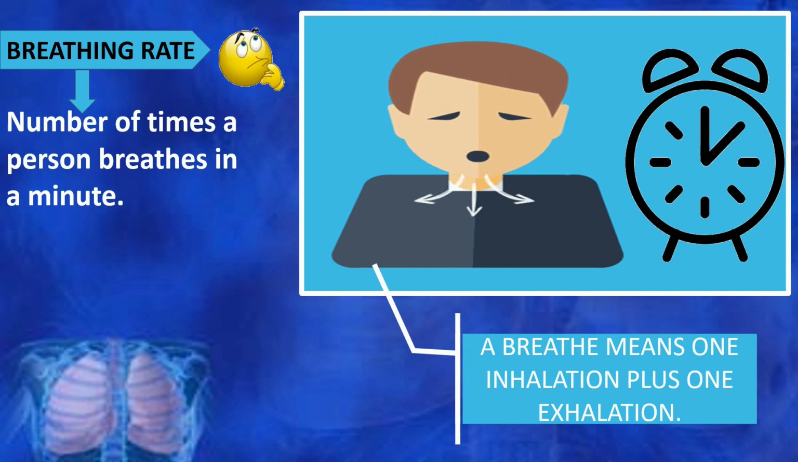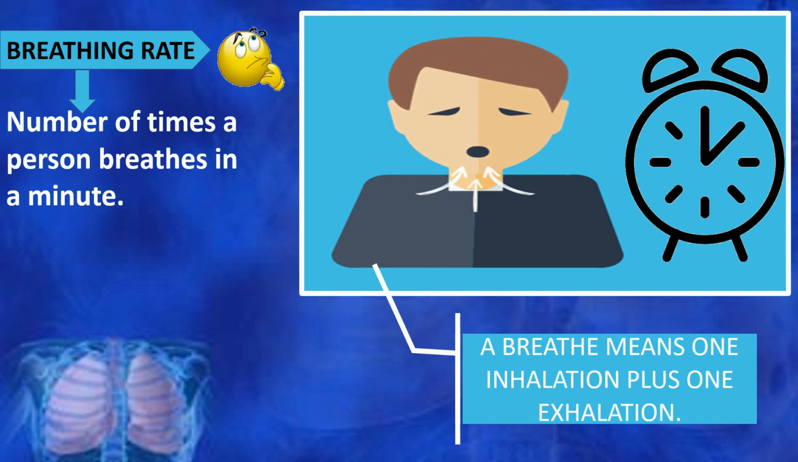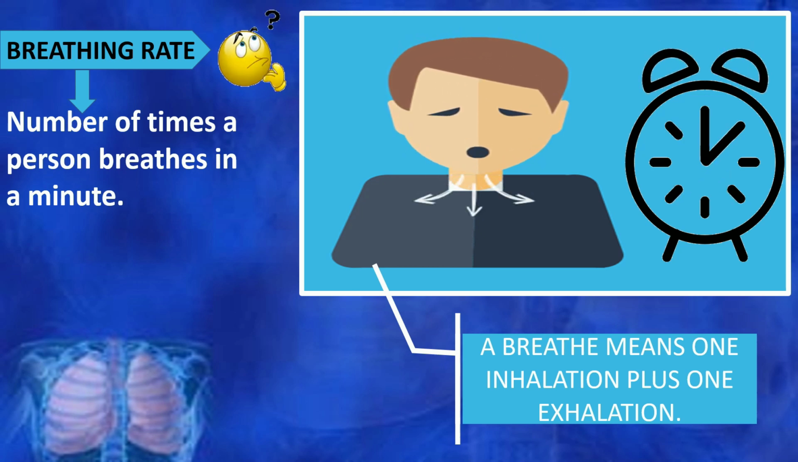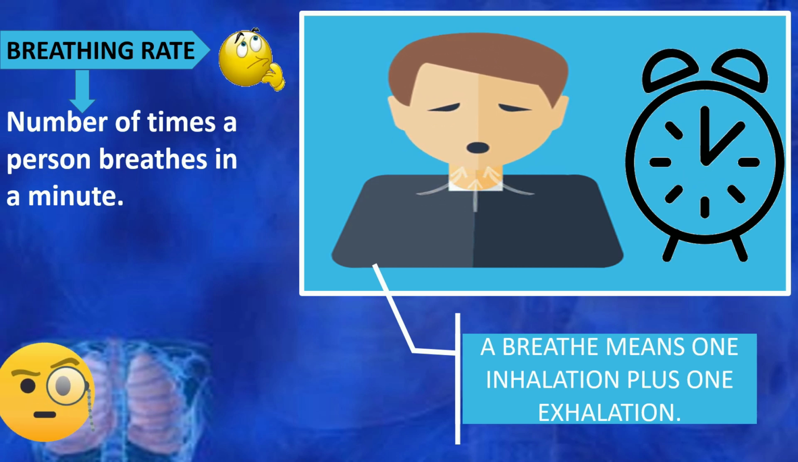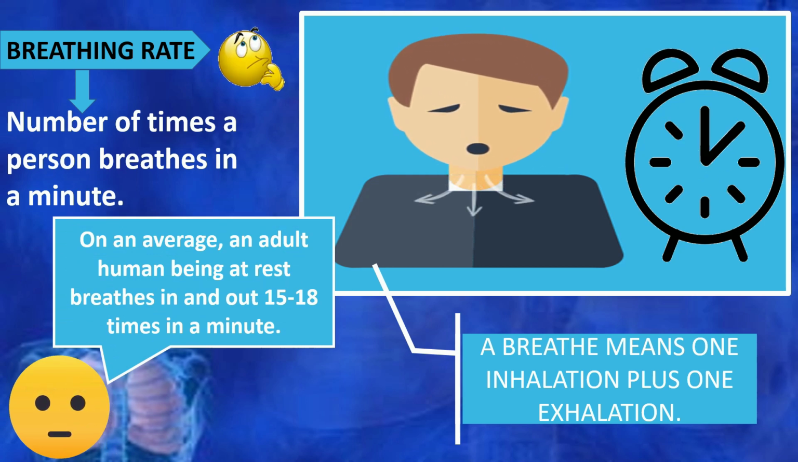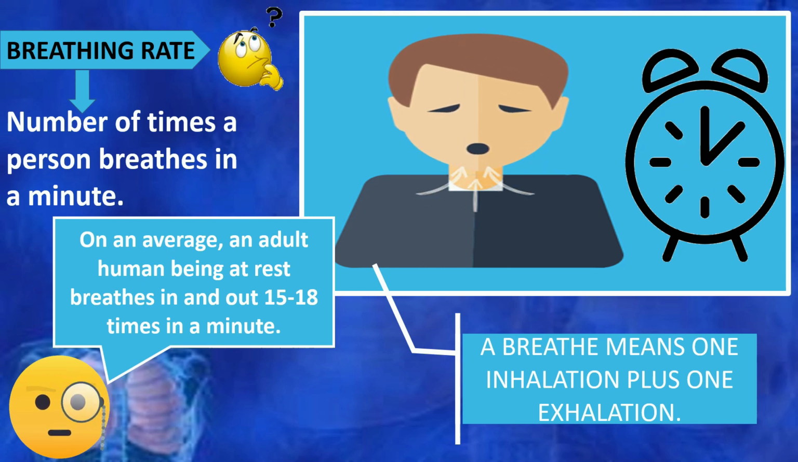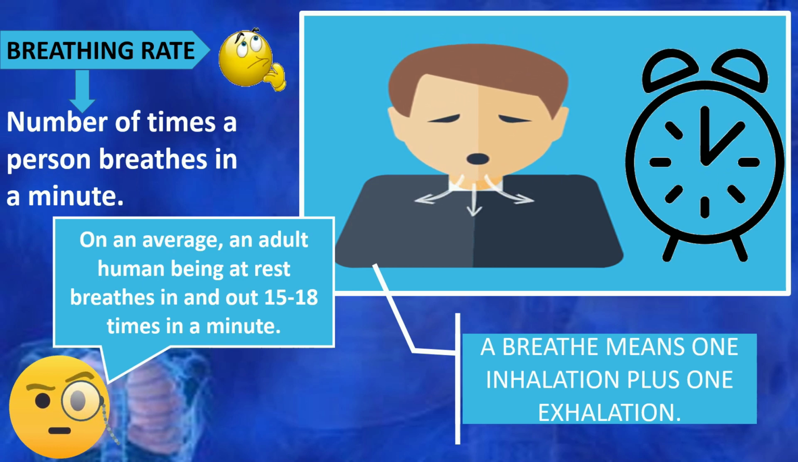And one breath means one inhalation plus one exhalation. This one inhalation and one exhalation together make one breath. If you only inhale and you don't exhale, it is not one breath. So when we calculate one breath, it is one inhalation plus one exhalation. On an average, an adult human being at rest breathes in and out 15 to 18 times in a minute. In 1 minute, a healthy, normal adult breathes 15 to 18 times, and this is the normal breathing rate of an adult human being. So this is what is called breathing rate.